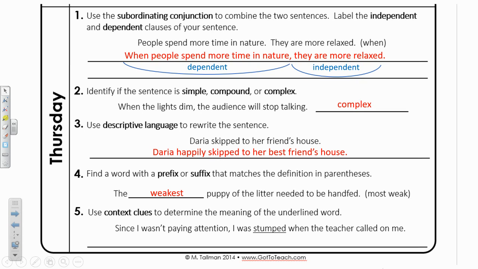Finally, number 5, use context clues to determine the meaning of the underlined word. Since I wasn't paying attention, I was stumped when the teacher called on me. If you are stumped, that means you are confused or unable to solve something.